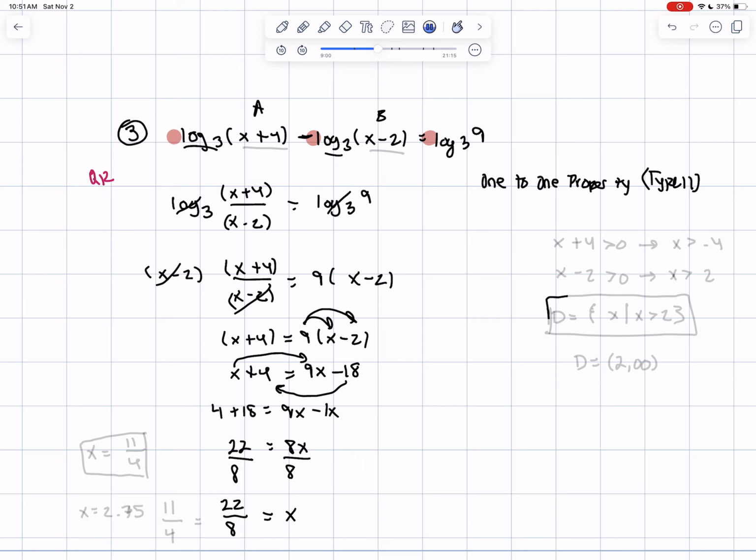What can we do further? So let's see. Well, what number goes into both of these? Well, I see that 2 goes into both of them. So that means it's going to be 11 over 2. So this would be 11 over 4. And that would be our solution. So x equals 11 over 4.